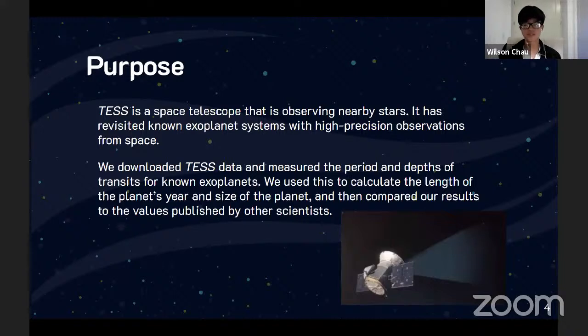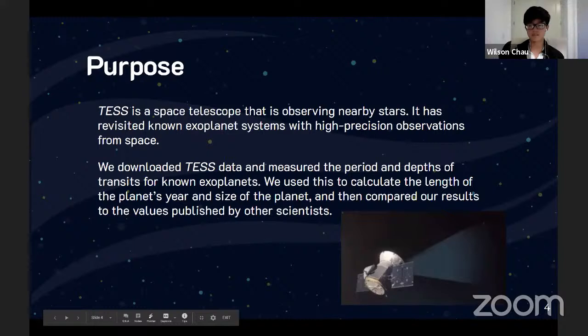So purpose. We know that TESS is a space telescope. Basically, a telescope was launched into space, it was really new, and it was called TESS. Its main objective was to make high precision observations from space of exoplanet systems. So what we did was upload TESS data and measure the period and depth of transits for known exoplanets. And then we used this to find the planet's year and the size of the planet. We also compared our results to other published scientists. Next slide, please.